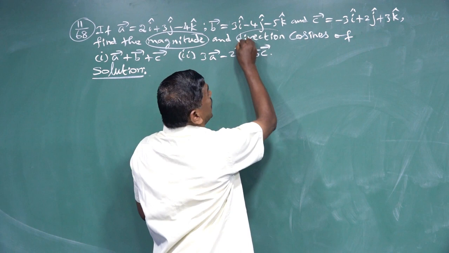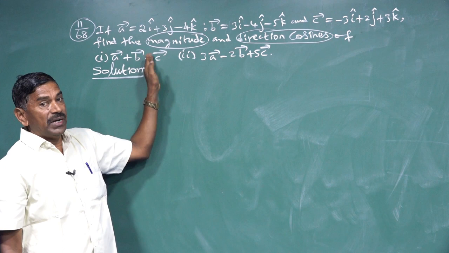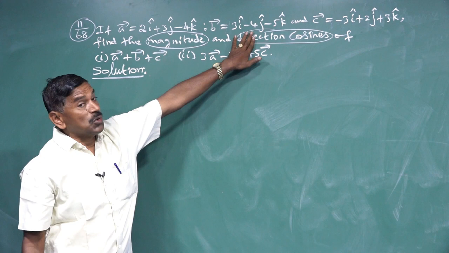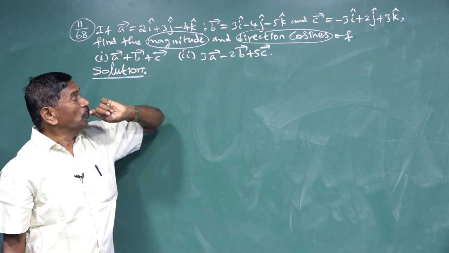Find the magnitude and the direction cosines of, there are two subdivisions: a vector plus b vector plus c vector, and 3a vector minus 2b vector plus 5c vector. We want to find the magnitude and the direction cosines of a vector plus b vector plus c vector. Then again, we want to find the magnitude and the direction cosines of 3a vector minus 2b vector plus 5c vector. It is our aim. Okay.